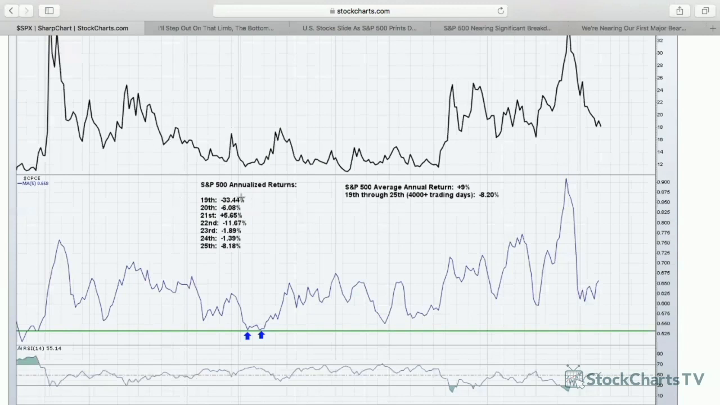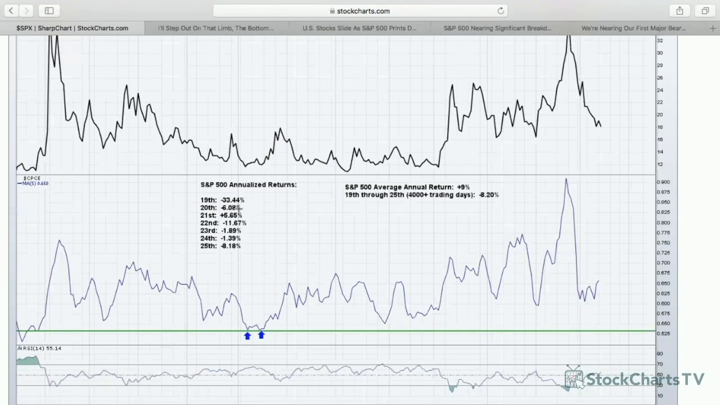On the 19th of the month, you can see that they've produced annualized returns on the S&P 500 of minus 33.44%. And this dates back to 1950. So this isn't just the 19th for the last 2 years or the last 5 years. This is going back 67, 68 years. Pretty, I would say, pretty representative sample.